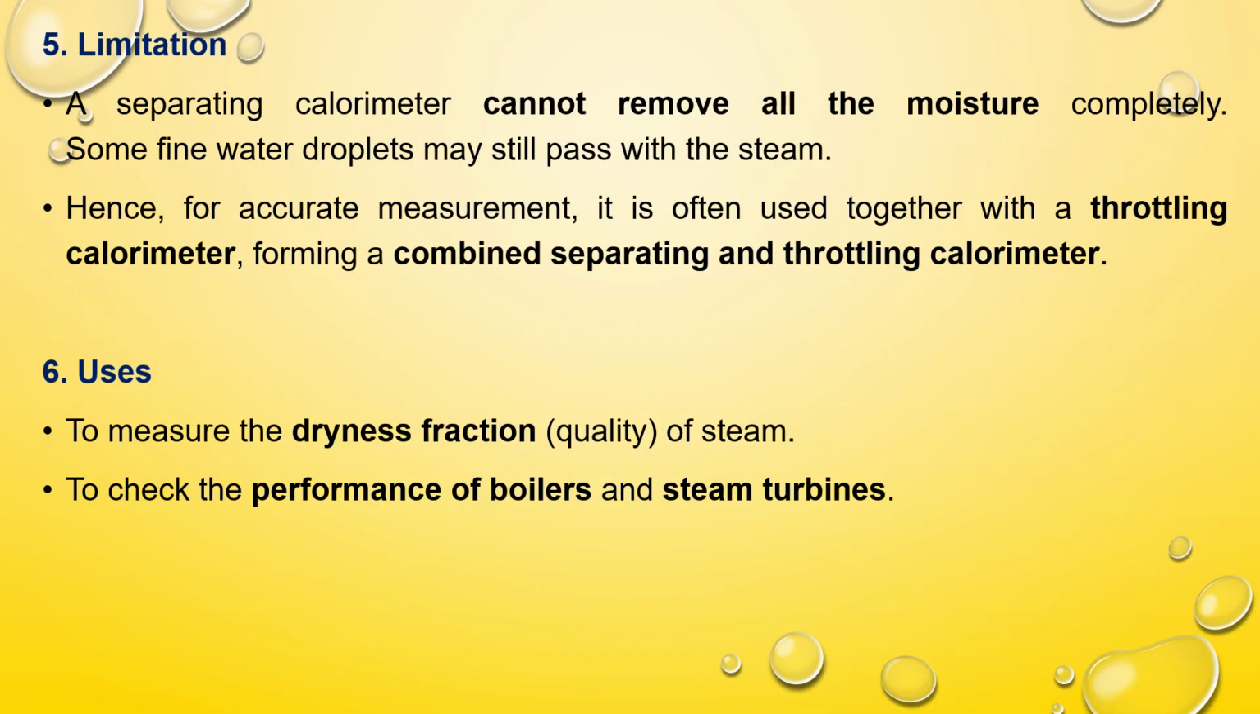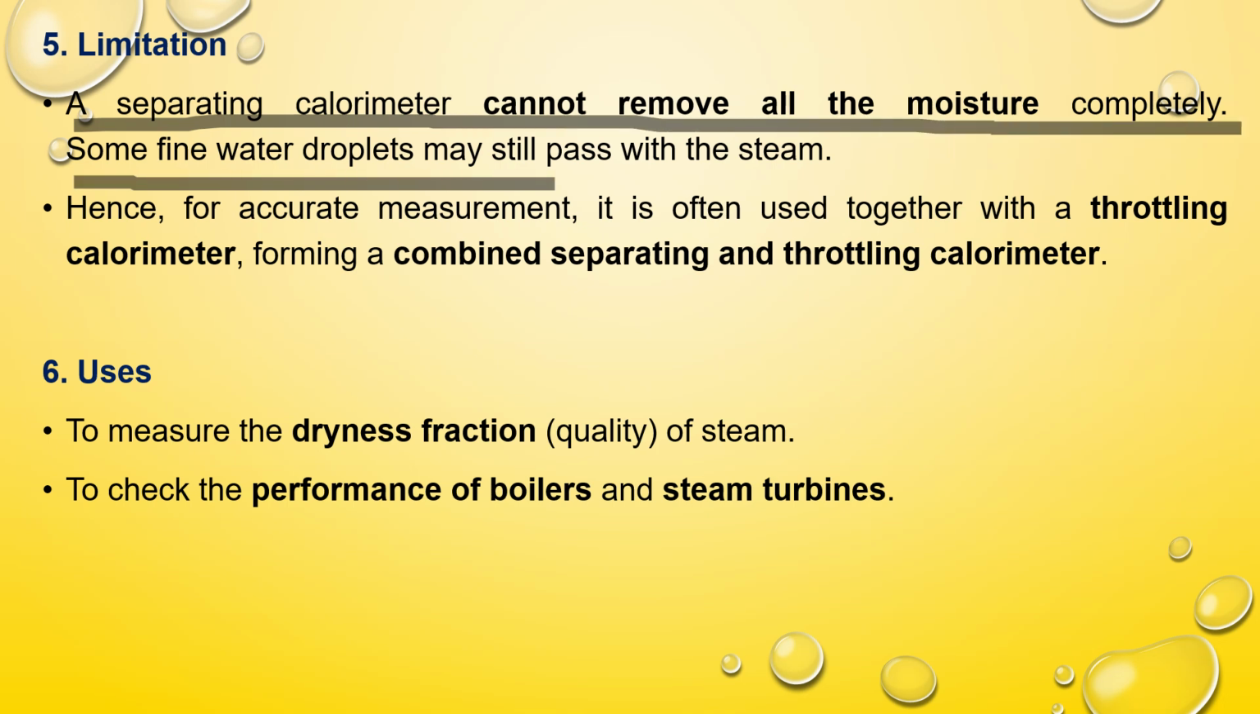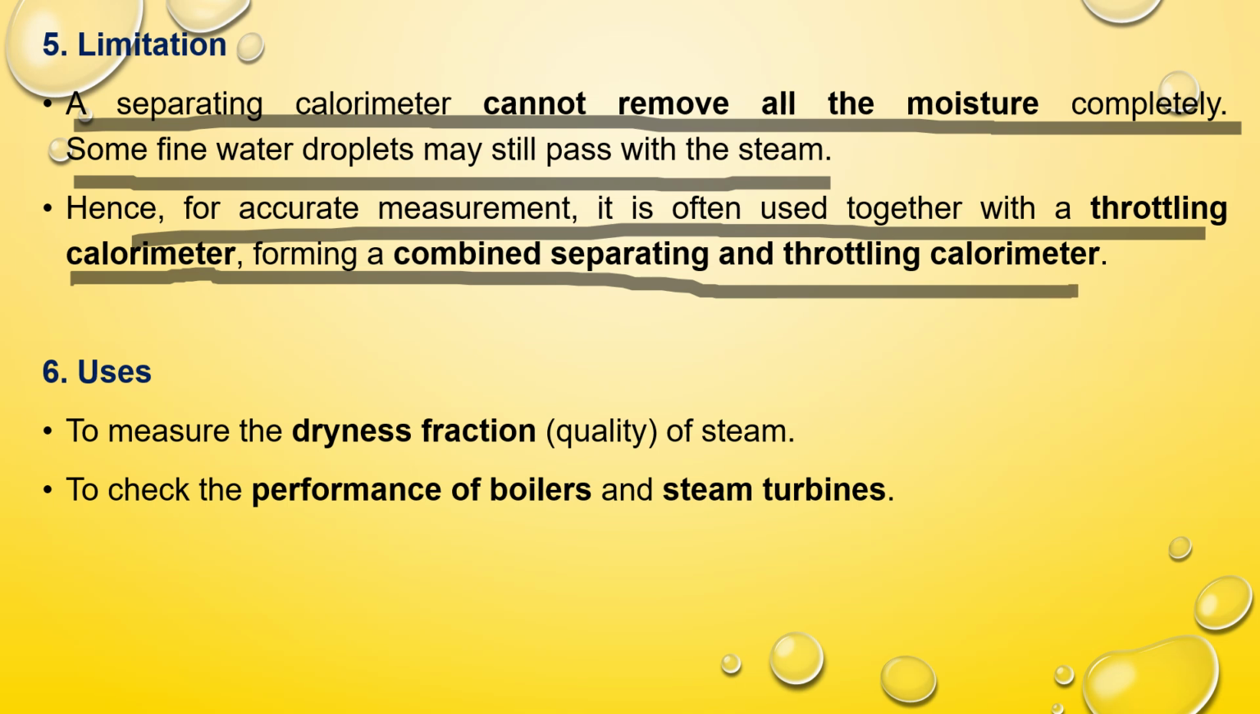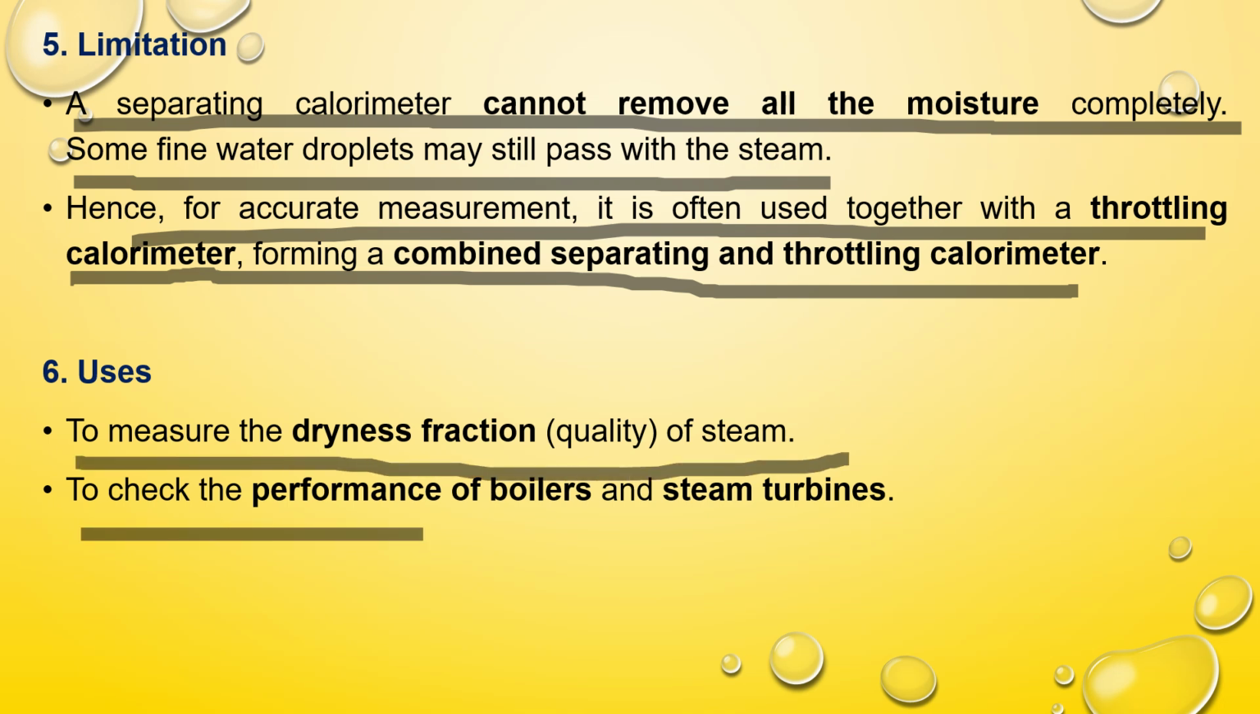What is the major limitation? That is, a separating calorimeter cannot remove all the moisture completely. Some fine water droplets may still remain with the steam. Hence, for accurate measurement, it is desirable to go with a throttling calorimeter along with the separating calorimeter, that is, combining separating and throttling calorimeter. What is the use of it? To measure the dryness fraction of the steam and to check the performance of the boiler or turbine.